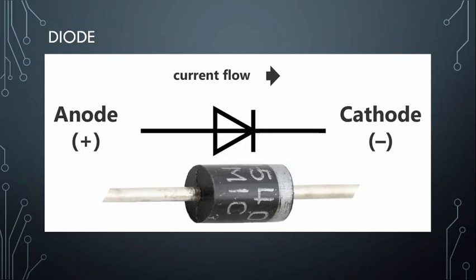The symbol for a diode is written here. It is like a line with a triangle pointing at it. The line is the side which is connected to the ground, and the bottom of the triangle connects to the power.